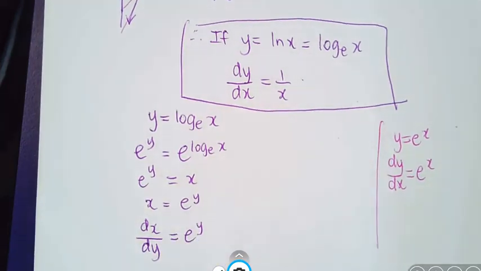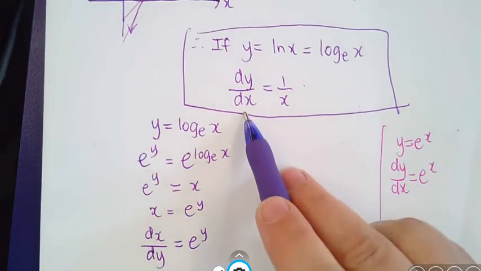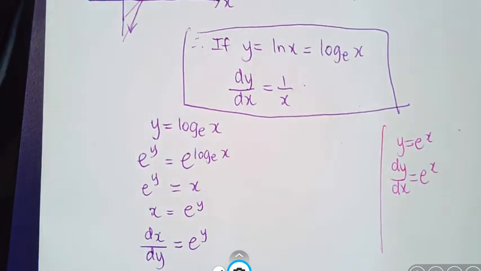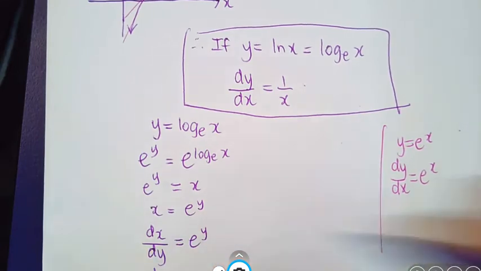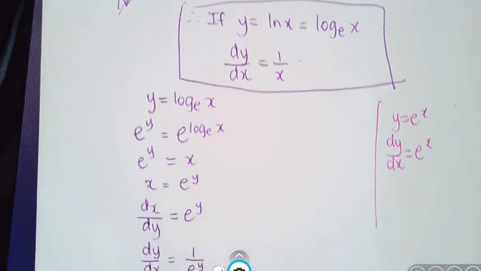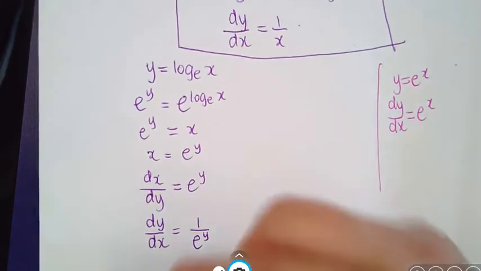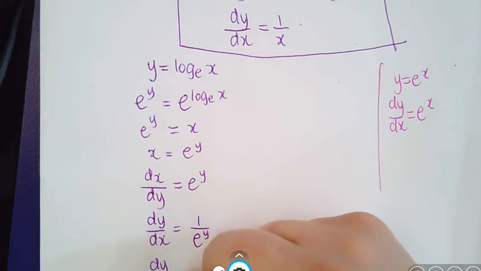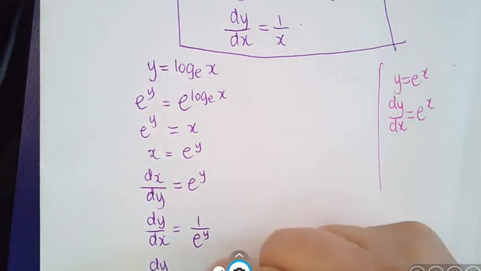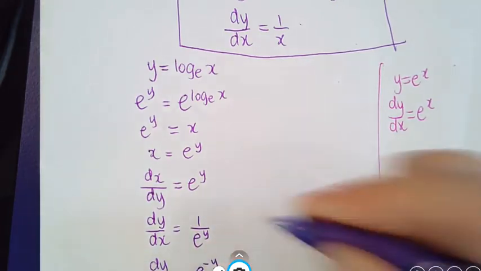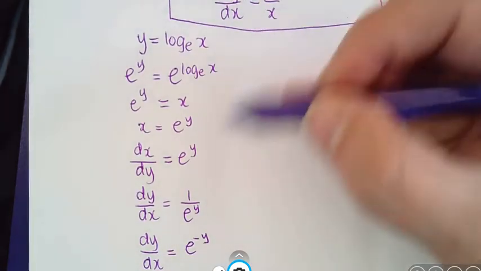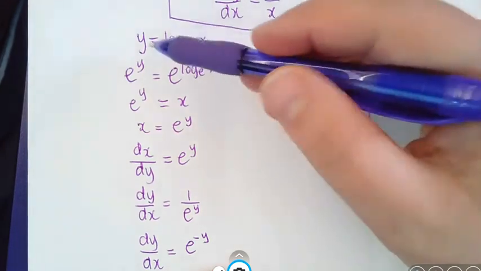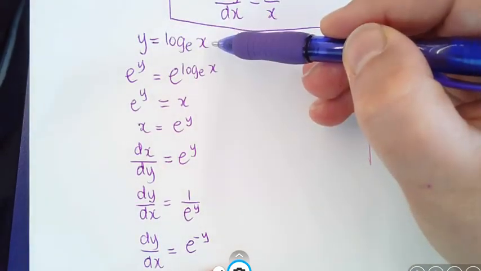Good. But I need to find dy/dx, so I need to flip this. So I've got dy/dx is 1 over e to the y, which is e to the negative y. What does y equal? Ln x.